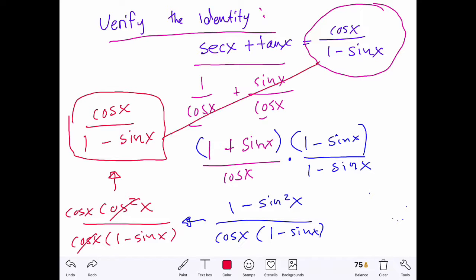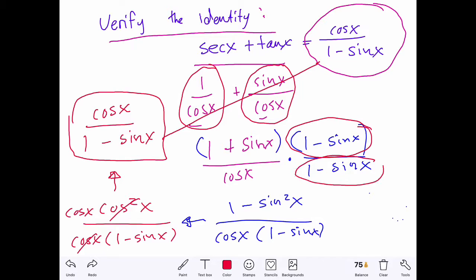Notice I got to where I'm trying to get to, cosine of x over 1 minus sine of x. And what did I do? Well, I rewrote secant as 1 over cosine. That's just your reciprocal identity. I rewrote tangent here as sine over cosine. That's my tangent identity. Then I introduced a conjugate here, top and bottom, because I'm essentially just multiplying by 1. And that's what they mean by algebraic skills. Usually it means introducing a conjugate sometimes.